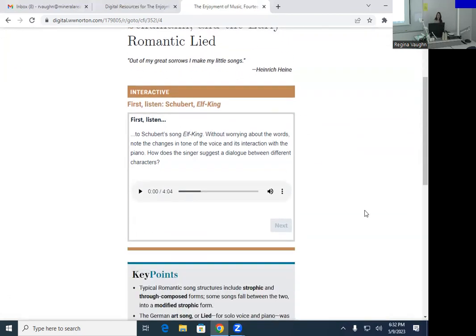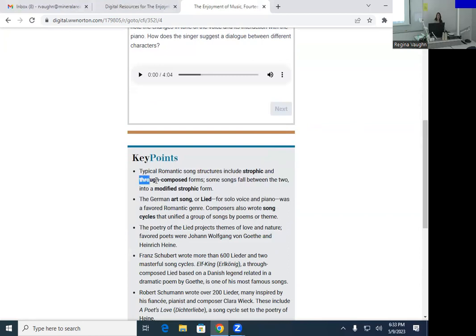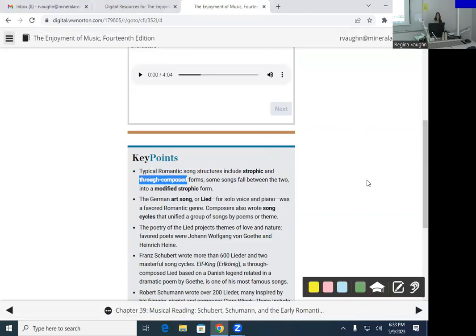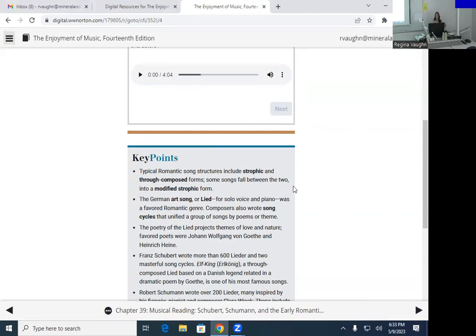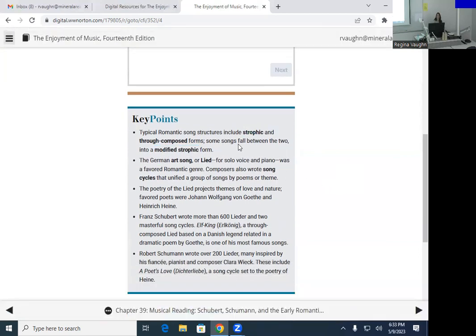They want us to listen to Earl King, which we've actually heard before. If you remember back when we were talking about song form and did our vocabulary test, one of the songs we listened to was Earl King because it was a through composed song. Through composed doesn't really come back and repeat anything. Everything's new from the beginning to the end of the song. Other forms that we find romantic song falling into are strophic and then modified strophic, which is exactly what it sounds like. It's kind of in between strophic and through composed form.